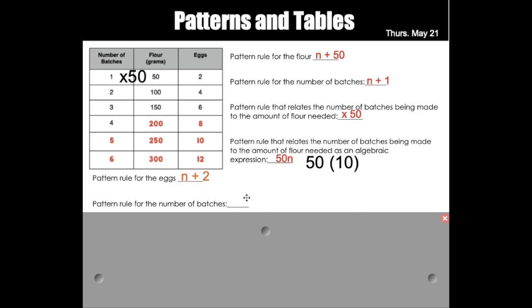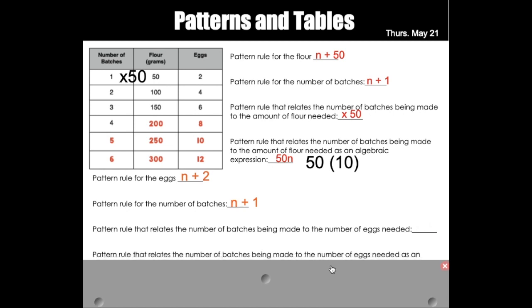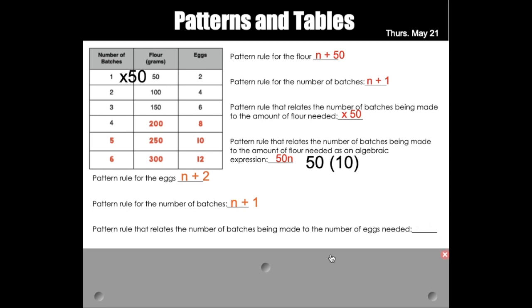What's the pattern rule for batches? We already established this. It's just plus 1. Now let's look at the pattern rule that relates the number of batches being made to the number of eggs needed. So this time I'm no longer looking at this. I'm ignoring the flour and I'm looking at what I do from 1 to get to 2, 2 to get to 4. This is going up by 2 each time.